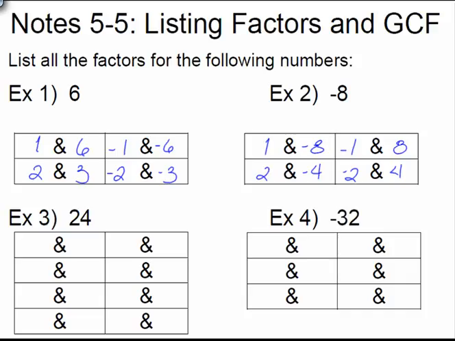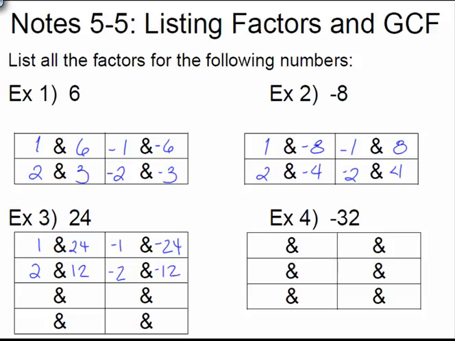Getting to a larger number now, we have a positive 24. So again, we can have 1 and 24 and negative 1 and negative 24. Those both give us positive 24. I could have 2 times 12 or negative 2 times a negative 12.